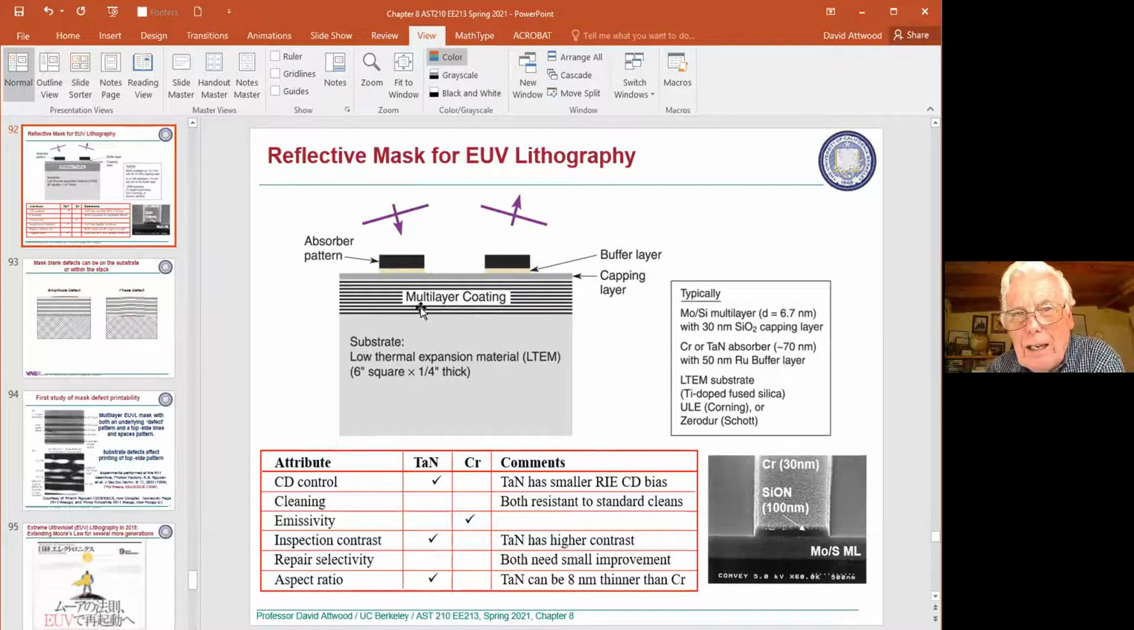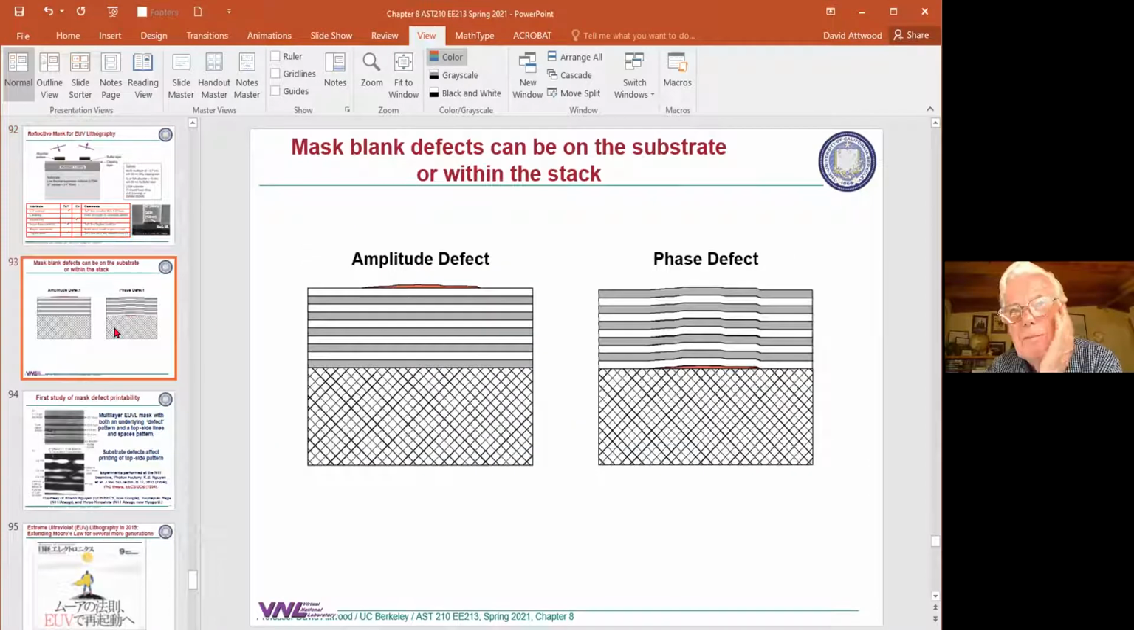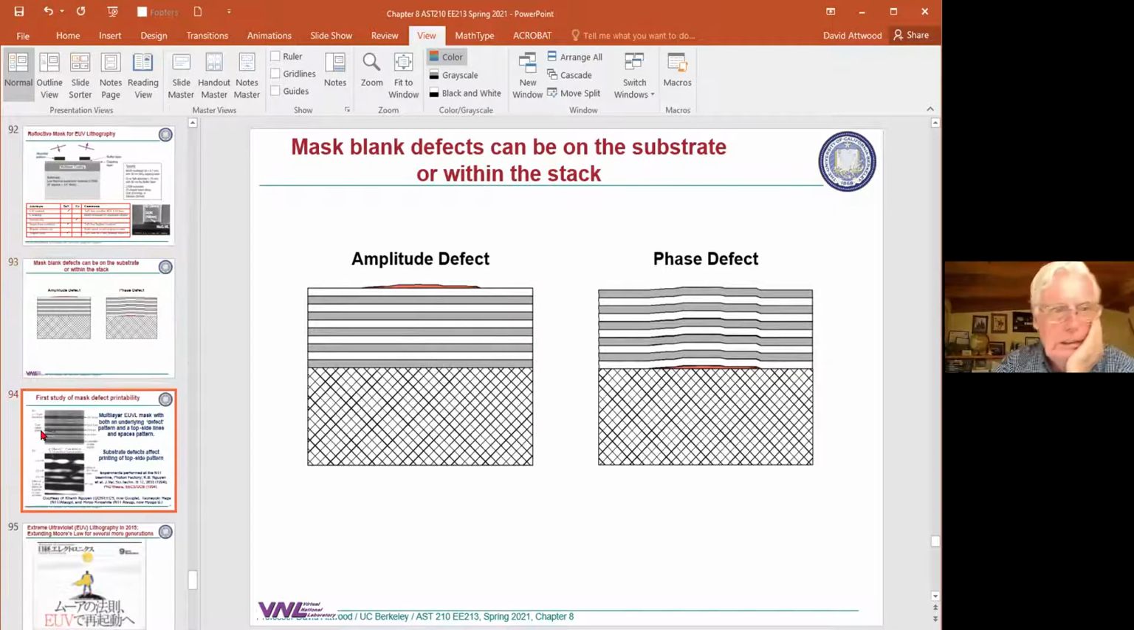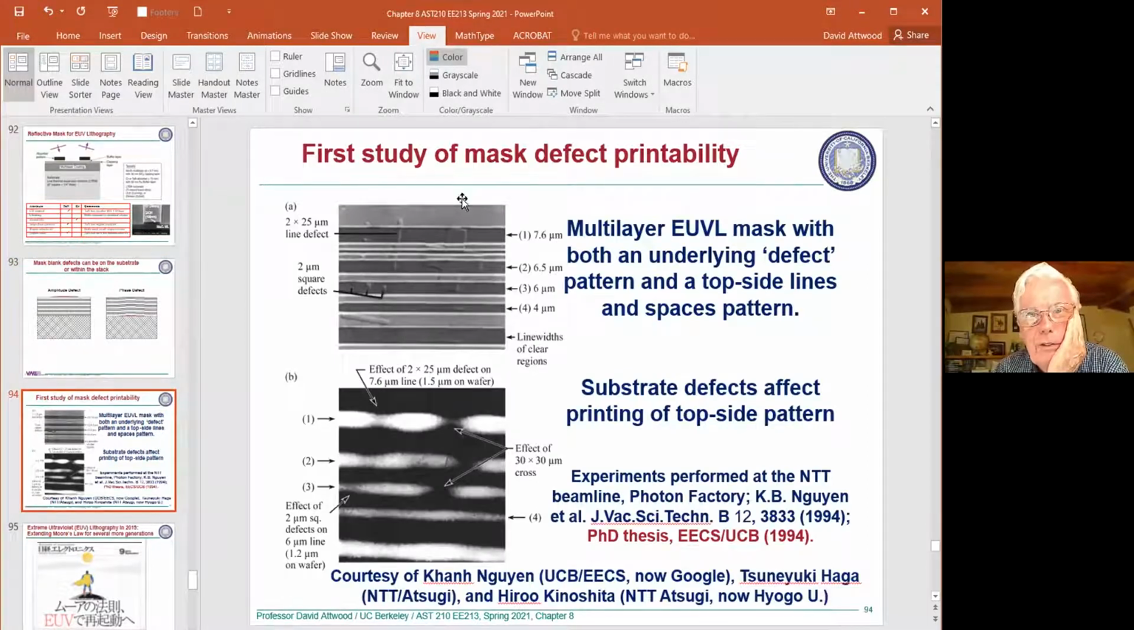diameter down here. And as a result, the multi-layer coatings all start, it's like making a coating of snow over a rock. You know, when you get to the top, you can still see where the rock was. Those are called defects. And this is about defects on the top, which are easy to find. They're called amplitude defects, and defects at the bottom, phase defects. And in fact, this is the first study of defect printability.